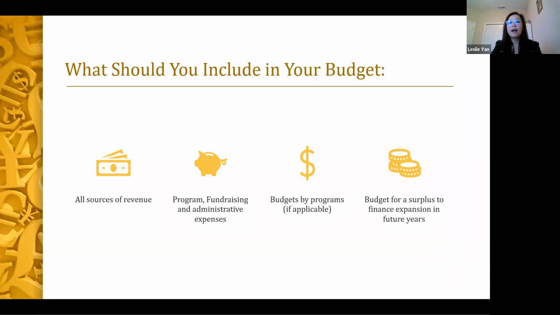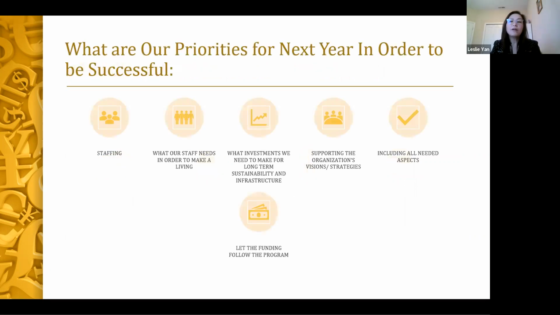Now, the next slide I'm going to talk about is the priorities for your budget. It is very important that you know what your priorities are for next year in order to be successful. These items include staffing. You need to know what talent you need to make the program successful. And for your staffing needs, you also need to understand that your staff need to make a living. The details for that will include an increase in wages, a COLA increase, and what benefits would attract your staff.